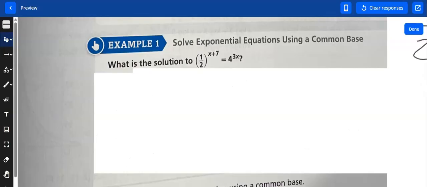All right, example 1, which I need to unfreeze the screen for. Otherwise, you can't see it. Oh, stop that. Stop it. There we go.